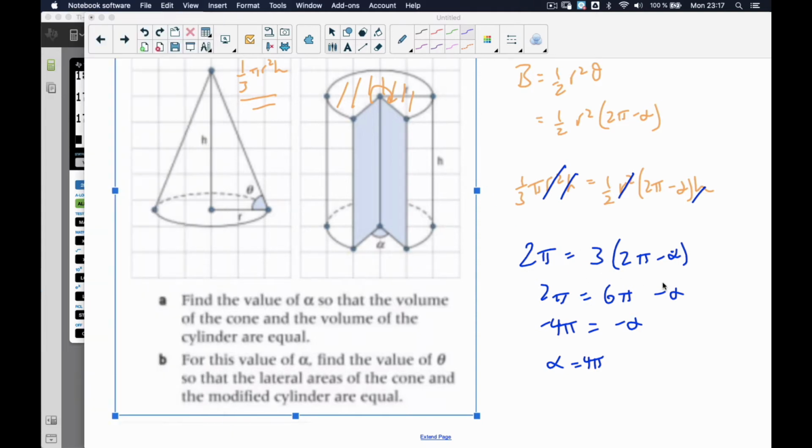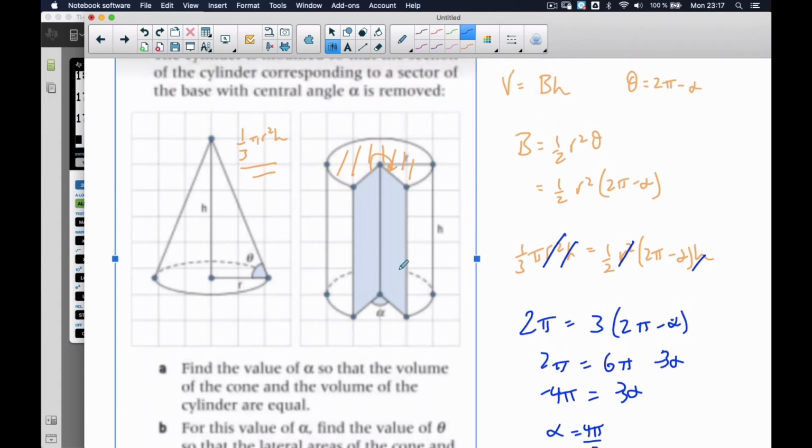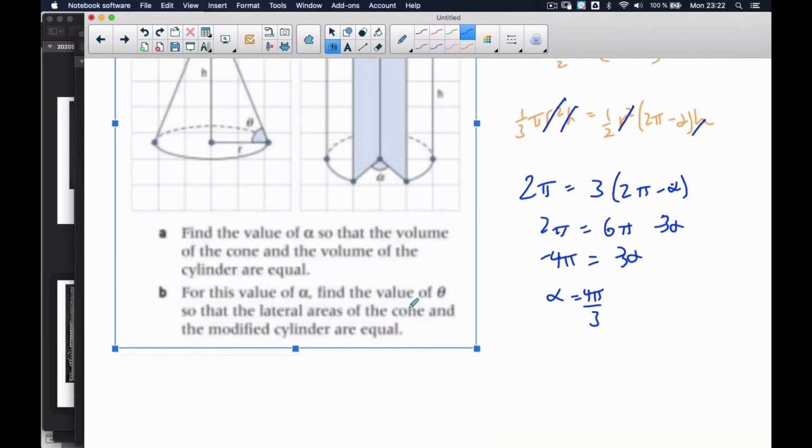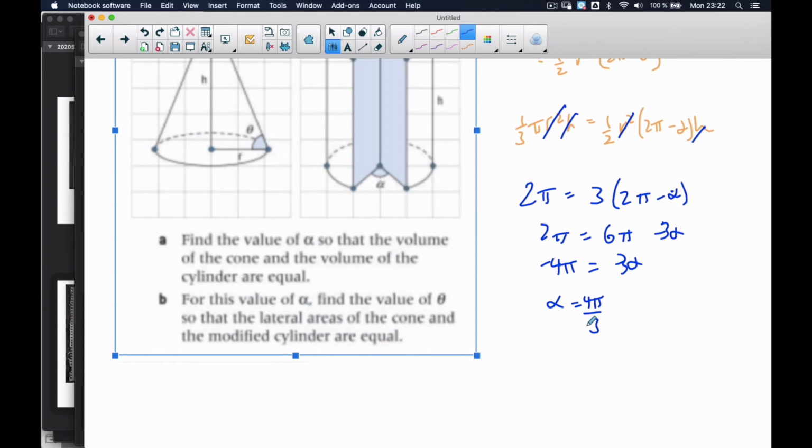Oh, I gotta make this a 3 alpha, and so it's 4/3. So alpha equals 4/3 pi. That sounds better to me. So in order for these to be equal, I solve this equation and I get alpha is 4/3 pi. So it's definitely not drawn to scale. So that's part A.